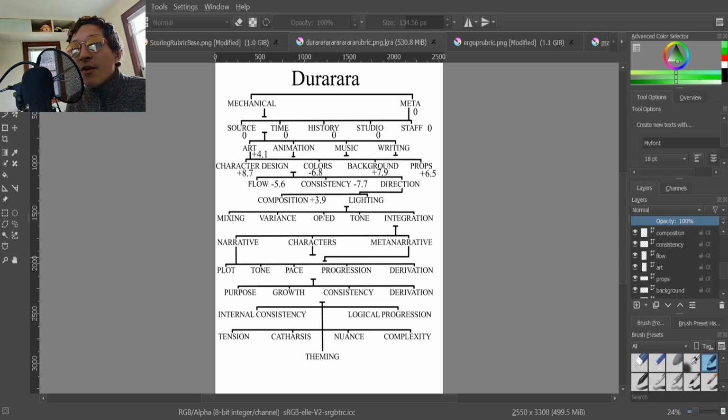Composition, I gave it a positive 3.9. I actually think that it's pretty well shot and put together. And then lighting, I gave it a -9.8 because I have a lot of problems with the way that Durarara is lit. So we add these two together. We divide by 2, which gives us our -3 for direction.